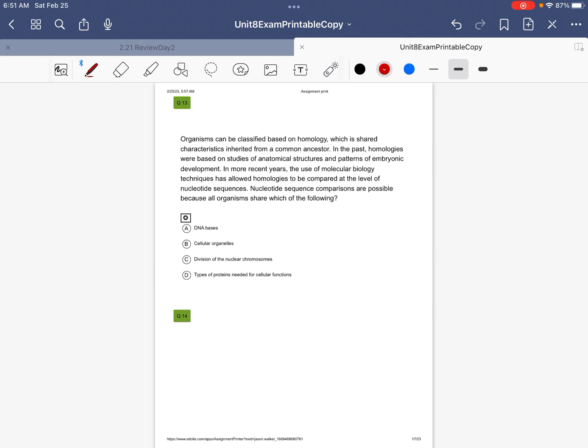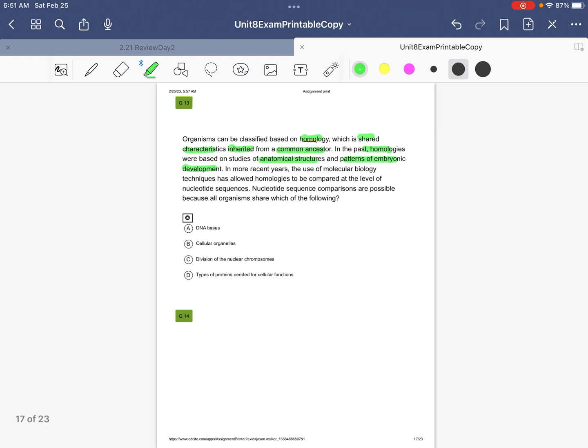Organisms can be classified based on homology, which is shared characteristics. So here it does tell you what it is: shared characteristics inherited from a common ancestor. In the past, homologies were based on anatomical structures and patterns of embryonic development. So again, when we're seeing these words, we know that we're talking about common ancestors, because whenever you show something that you have in common, it shows common ancestry.